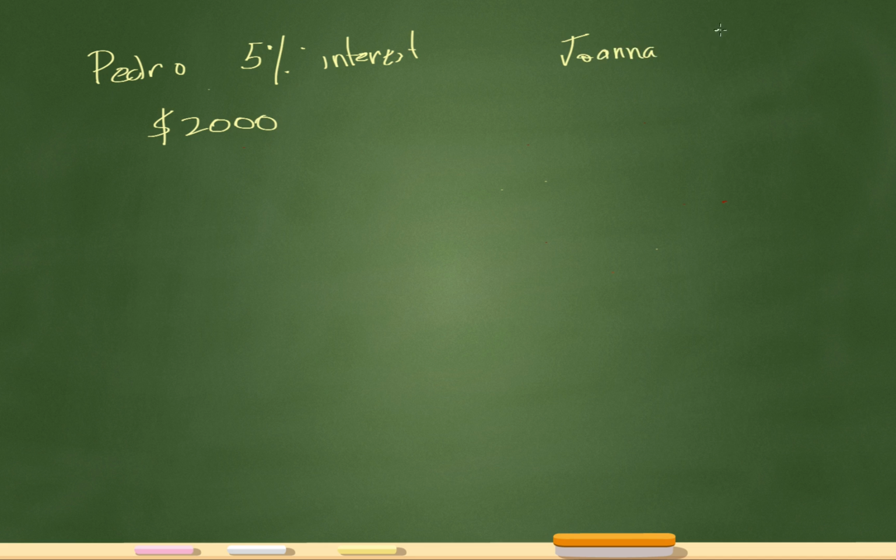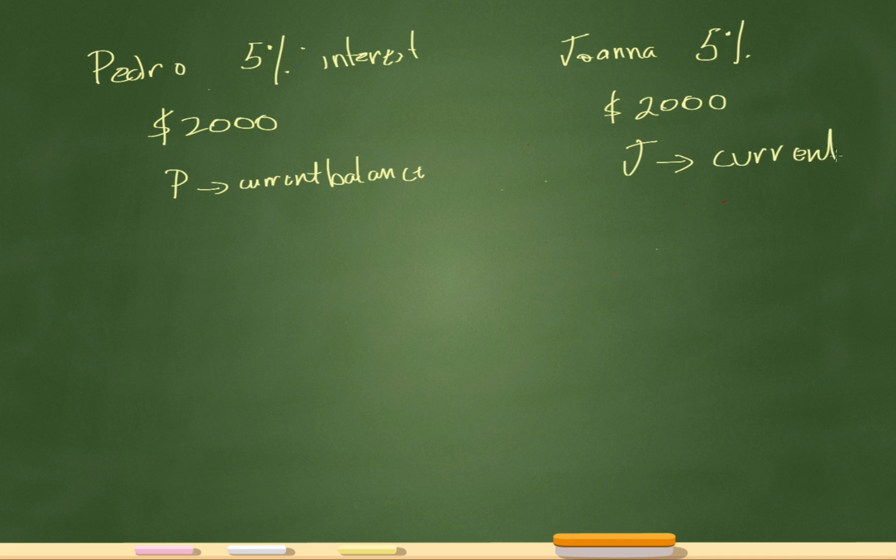Now, let's connect this all back to the particular problem that we did all this work for. Pedro and Joanna deposit money into their bank accounts. Pedro earns a 5% annual compound interest, and his initial deposit is $2,000. Joanna, on the other hand, also earns 5%, and she's also got a $2,000 initial deposit. P represents Pedro's current balance, J represents Joanna's current balance, and Y is just the number of years. Which of the following equations can be used to find their current balance?